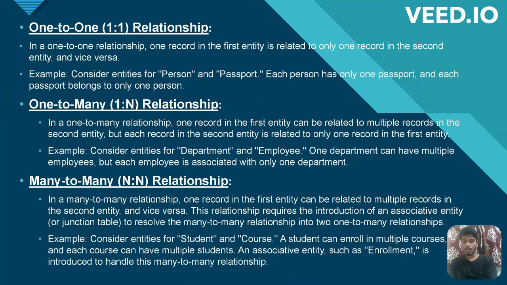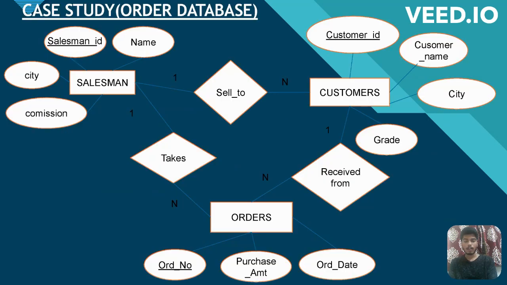Here, many-to-many relationship. In a many-to-many relation, one record in the first entity can be related to multiple records. Here we can add that many customers can place many orders. Here we can add one to many. We can also add many to many with a double line, customers receive from.